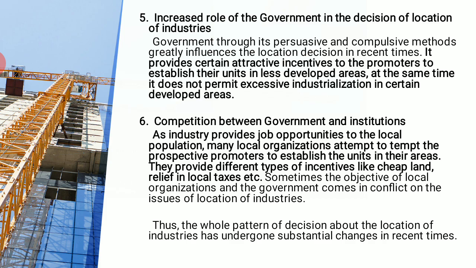Sixth one comes up is competition between the government and institutions. As industry provides job opportunities to the local population, many local organizations attempt to tempt the prospective promoters to establish the units in their areas. They also provide different types of incentives like cheap land, relief in local taxes, etc. Sometimes the local organization and the government come into conflict on the issue of location of industries.